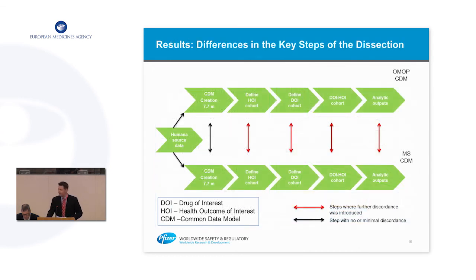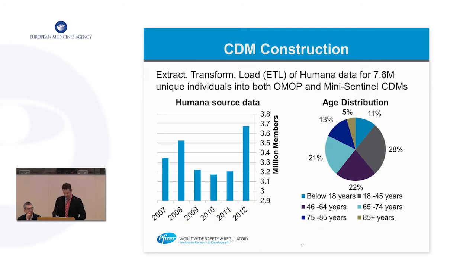So this is probably hard to follow, but basically what we did, and we found certain steps where there was more heterogeneity across the 2, is we started off with raw Humana data. We did a CDM conversion. We looked at health outcomes. We looked at drug exposure cohorts. We looked at the pairs, and then we looked at the analysis outputs. And then once we did it, we tried to deconstruct where the differences were occurring. I'm going to flick through this slide in the interest of time. You can have the slides, and it's all in the publication anyway.